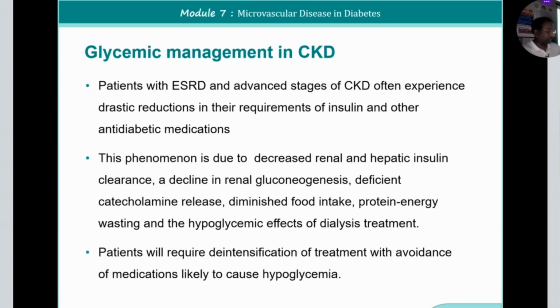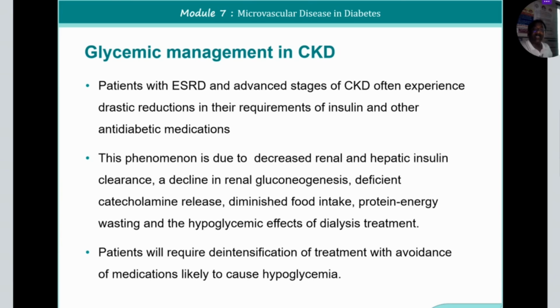So, glycemic management. See, the requirement of insulin and other anti-diabetic medications is lower due to decreased renal and hepatic insulin clearance. Why is there more and more hypoglycemia? Because of decreased renal and hepatic insulin clearance, a decline in renal gluconeogenesis, deficient catecholamine release, diminished food intake, protein energy wasting, and the hypoglycemic effects of the dialysis treatment. These are all the reasons for hypoglycemia in a CKD population.